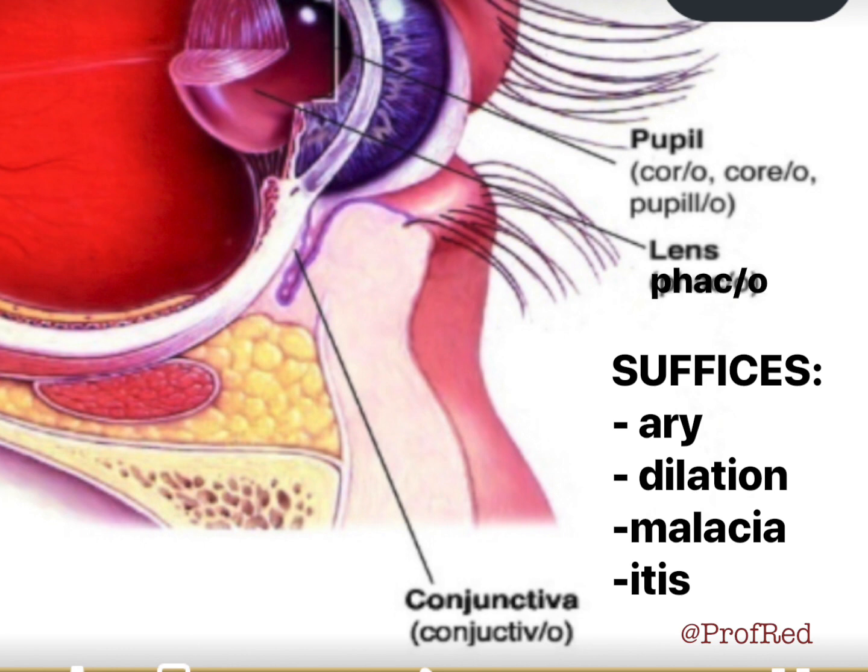The combining form for lens is phaco. Phaco is the crystal clear structure found behind or posterior to the iris. So let's do phacomalacia. If you remember, the suffix malacia means softening. So phacomalacia is softening of the lens.